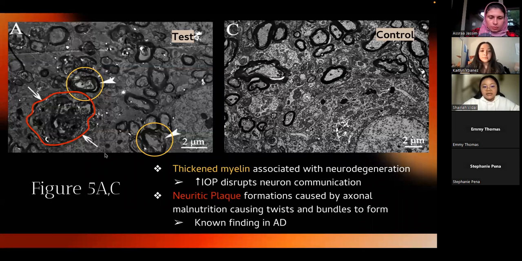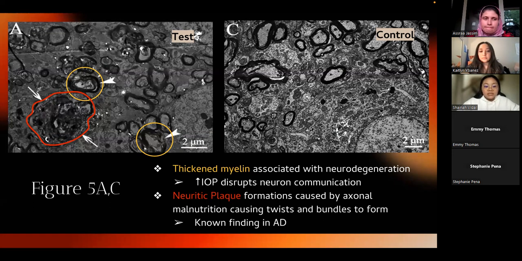In figure A, circled in yellow, these are thickened myelin that you see are more abundant in figure A than in figure C. The significance of this thickened myelin is basically just associated with neurodegeneration. The increase of intraocular pressure as a result of glaucoma is disrupting neuronal communication between the eye and the brain. As a result, there's also the formation of these thickened myelin and the swelling of the myelin, which prevents that communication from happening.